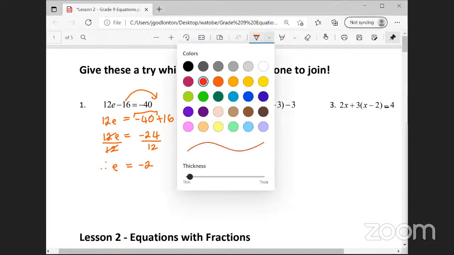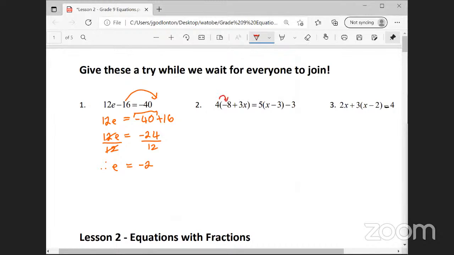So let's talk about this left-hand side. What happens when I take that 4 into the brackets? Ma'am, I multiply. So, ma'am, I say 4 times -8, which is -32. Good. And then I say 4 times 3x, which is 12x. Excellent. Well done. Okay. Now let's work on the right-hand side.